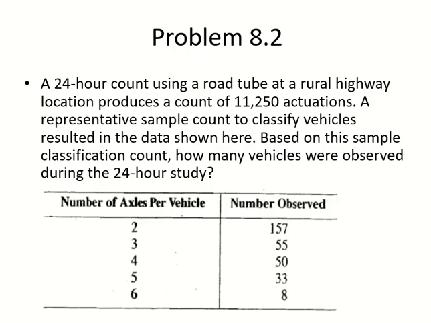So in 24 hours we have a total of 11,250 actuations. These are the number of axles. I want to know the number of vehicles. What will I do? On the same site, preferably during the same 24 hours, I'll do a manual study as well. In this manual study, I will have the number of axles on one side and I'll put my count on the other side. So let's say I did it for 5 minutes.